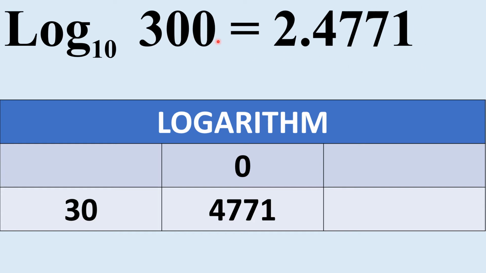After 300 the decimal is there, and behind the decimal 3 digits are there. From that 3 you have to subtract 1, so you will get 2 as the characteristic. And how to write the mantissa? In front of 30 under the column 0 in the logbook you will get 4771. That 4771 you have to write in front of the decimal. So the value of log 300 becomes 2.4771.